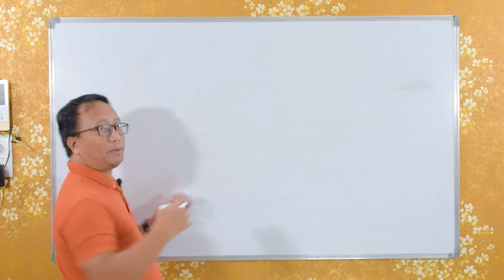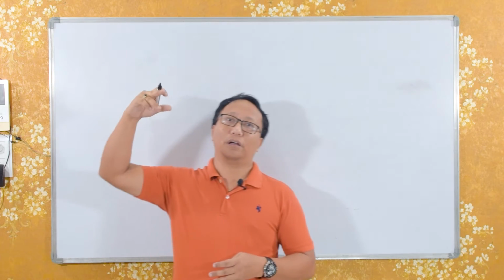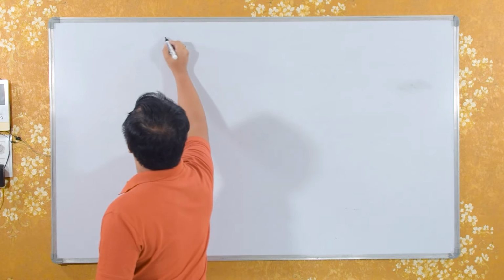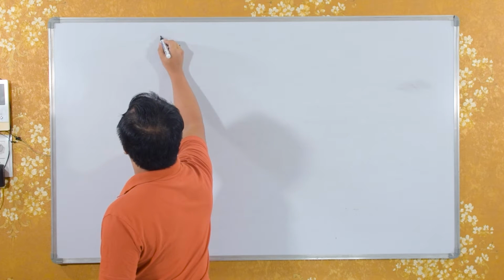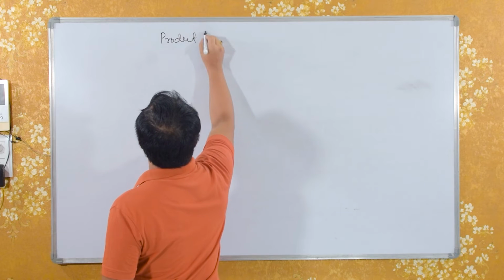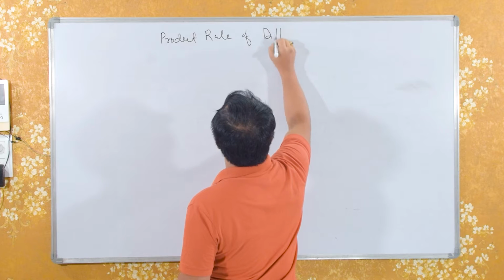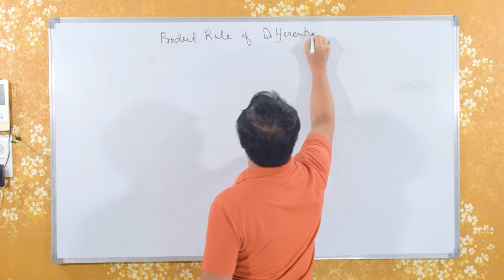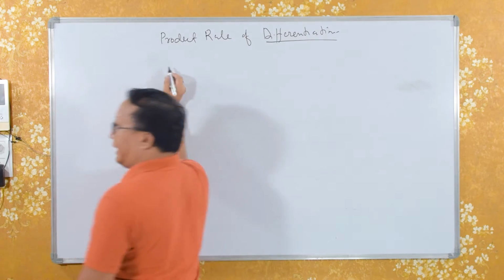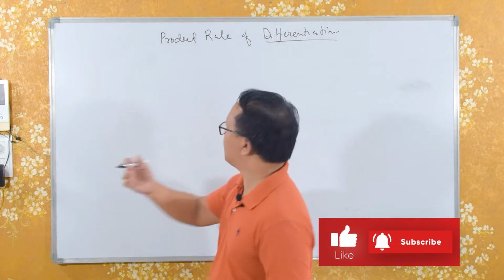Differentiation of product functions, we have the product rule, and we have the u by v rule. So first, the product rule of differentiation. Let's take an example. With the example, I will explain with the formulas also.